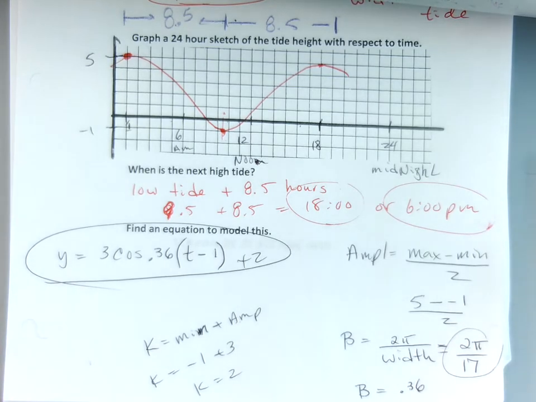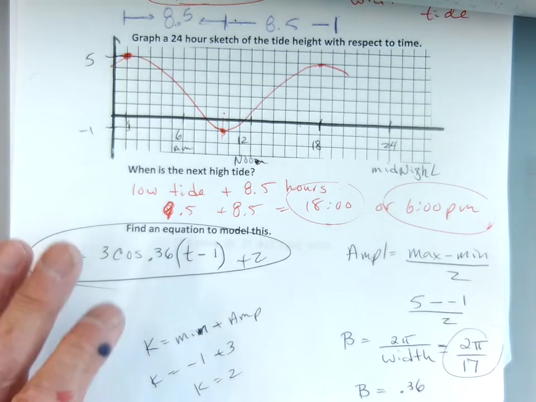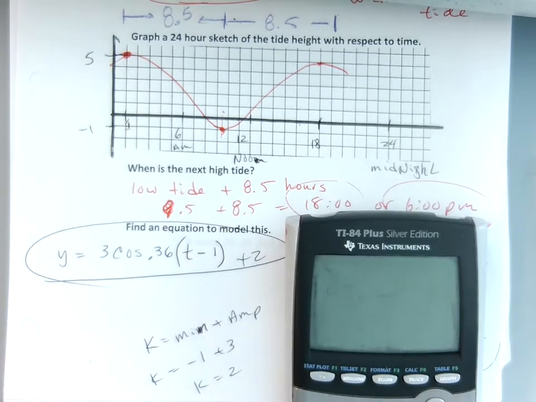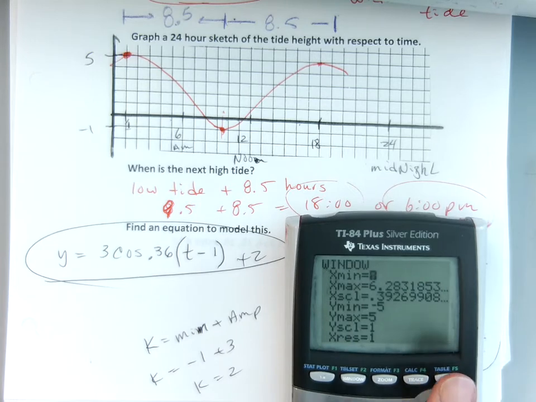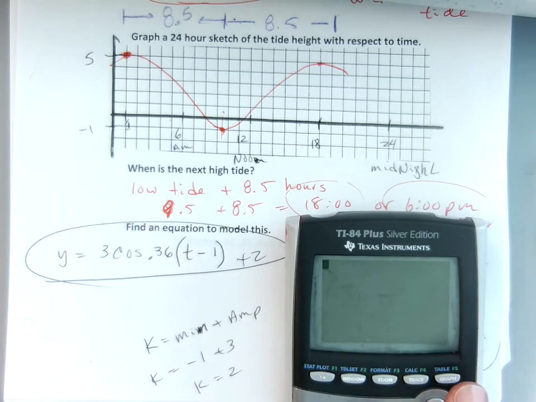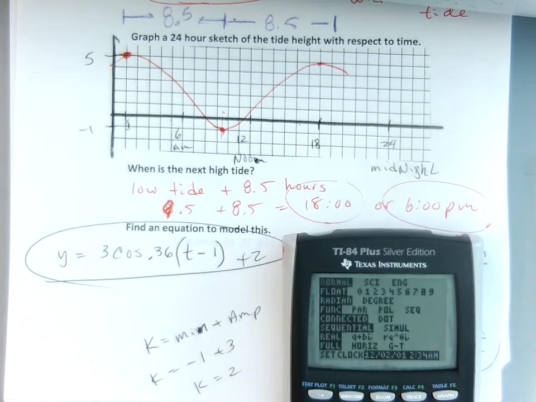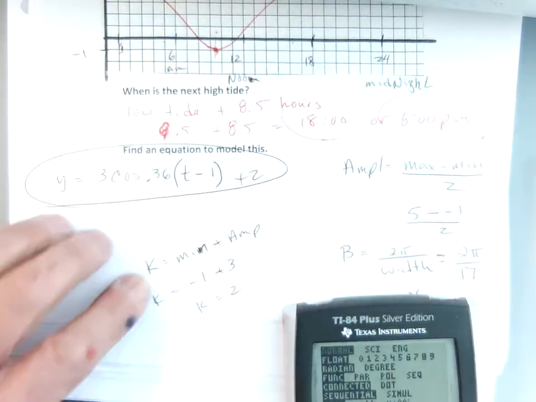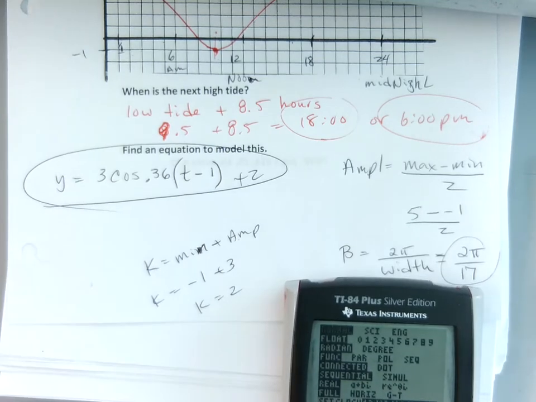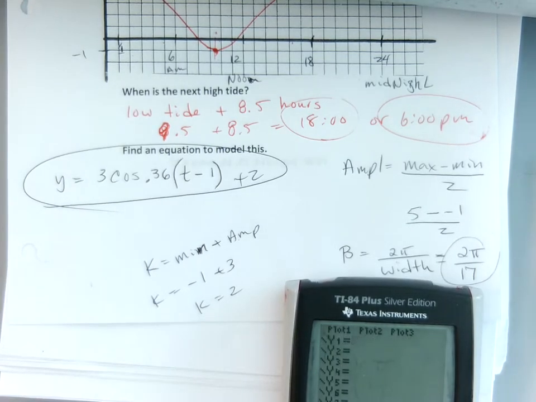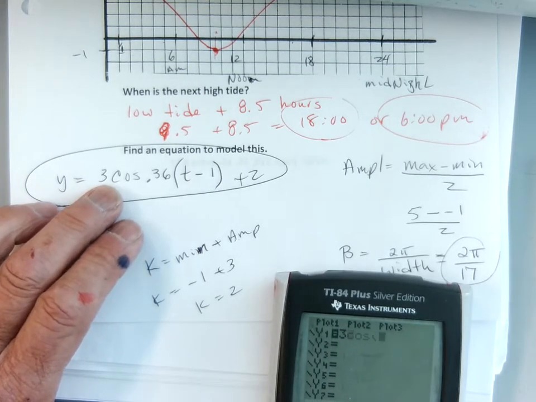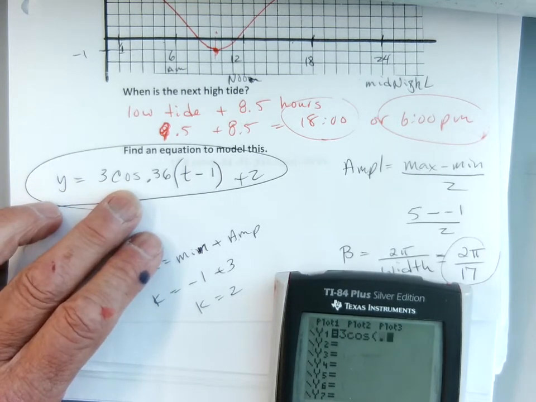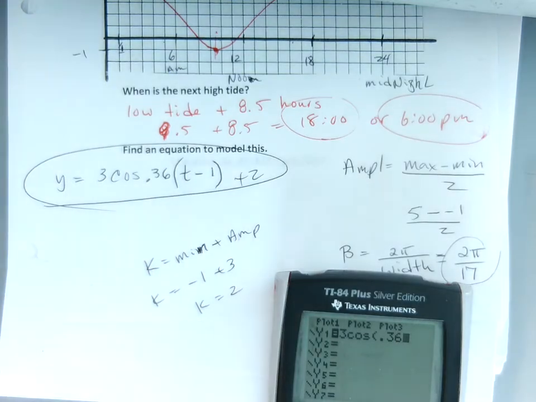Now we can graph this, okay? So to graph this, I'm going to do several things. First thing I'm going to do is make sure I'm in radian mode, right? Why does it have to be in radians? That's pi. Yes. So radian mode, okay, and then I'm going to go y equals, clear this, and enter my 3 cosine 0.36. Now, observe.